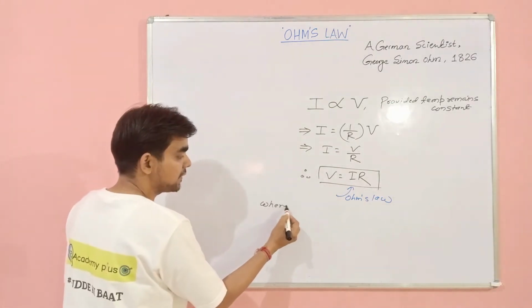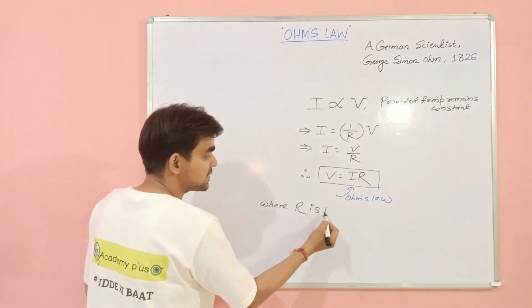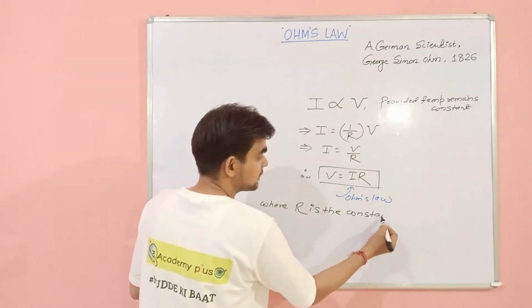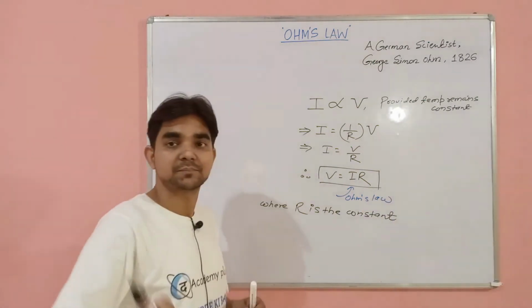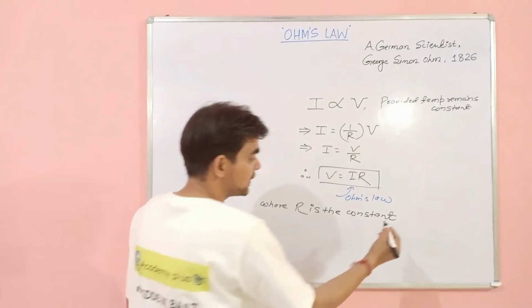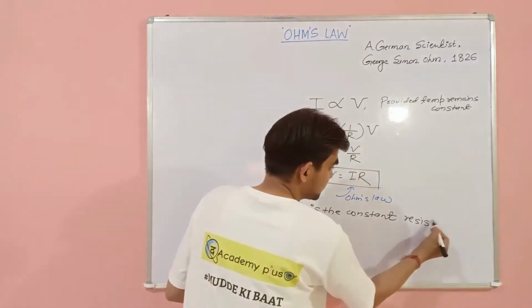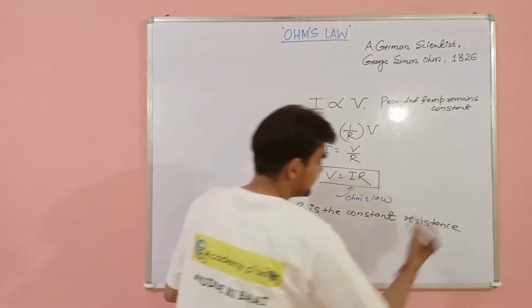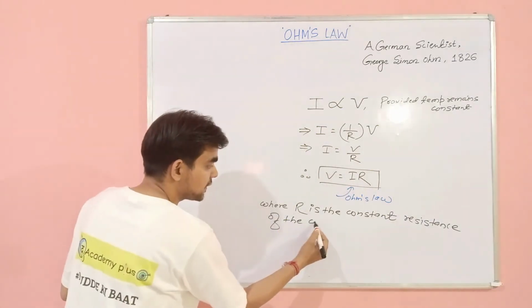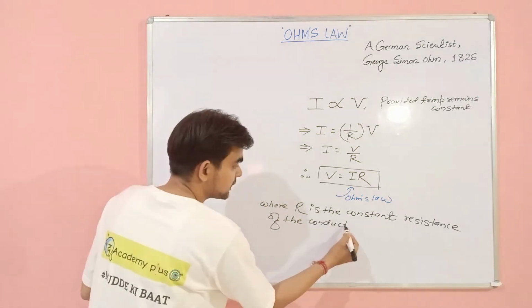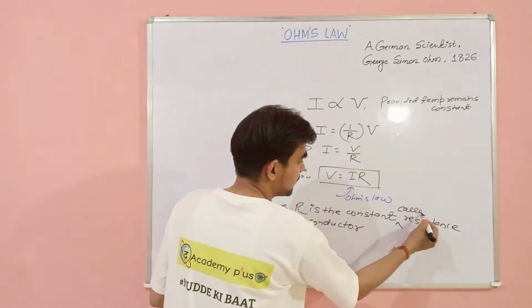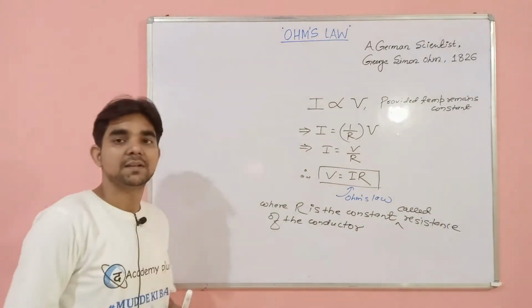where R is the constant, right? Which is also called the resistance of the conductor.